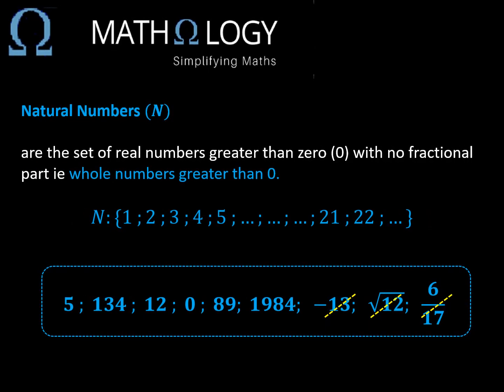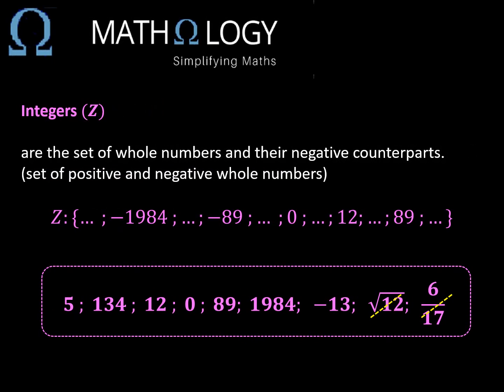The set of natural numbers is the set of whole numbers, except 0. Natural numbers are also referred to as the counting numbers. The set of integers includes the set of whole numbers and their negative counterparts. In other words, integers are positive and negative whole numbers. -13 is therefore an integer.